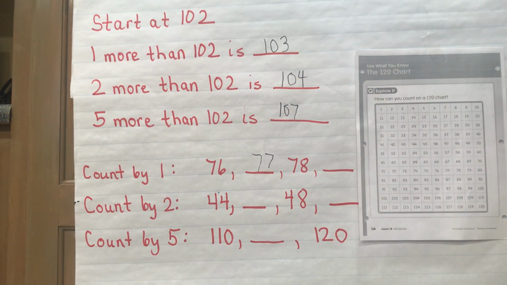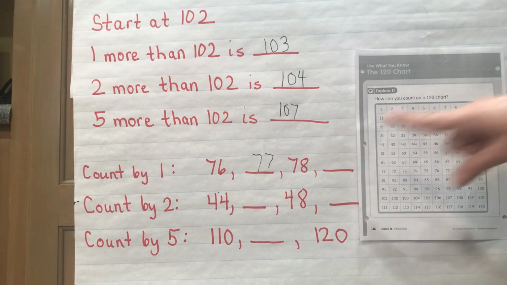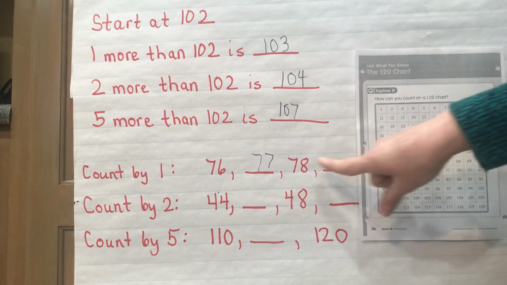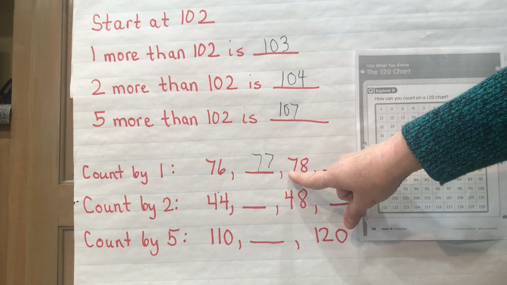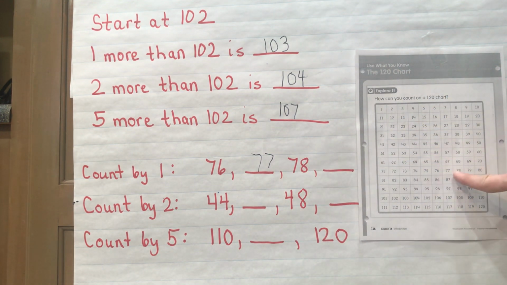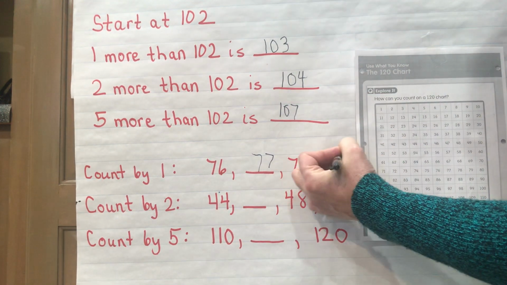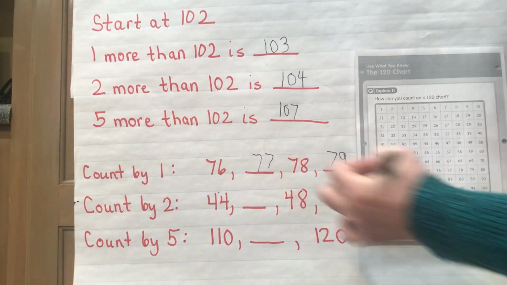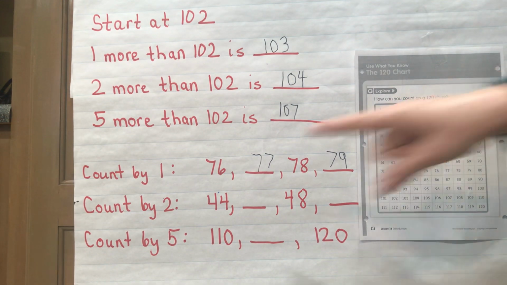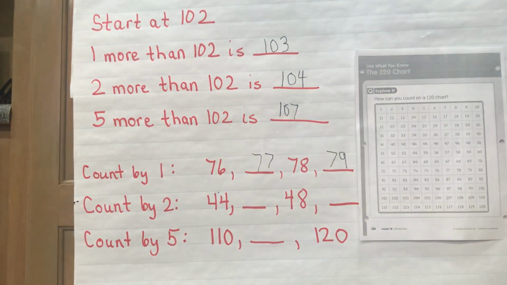Some of you already know what goes there. But I'm going to use my chart, my counting chart. So 78, there it is. One more is 79. All right, the next one says count by 2.